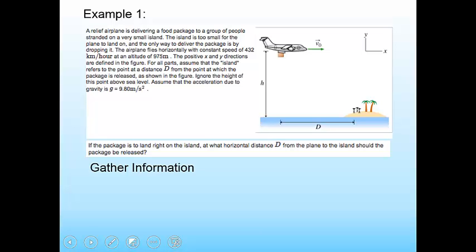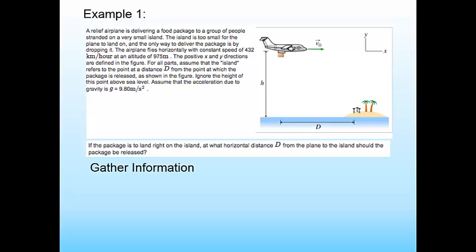So let's get started. Example 1. The example reads: a relief airplane is delivering a food package to a group of people stranded on a very small island. The island is too small for the plane to land on, and the only way to deliver the package is by dropping it. The airplane flies horizontally with a constant speed of 432 kilometers per hour at an altitude of 975 meters. The positive x and y directions are defined in the figure.